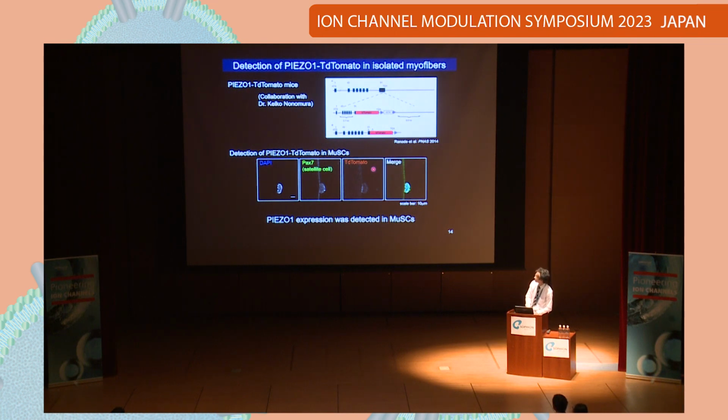We utilized a mouse model called Piezo1-tdTomato, which can express endogenous Piezo1 fused with tdTomato at the C-terminus. So we can appreciate the expression of tdTomato in Pax7-positive satellite cells, further confirming the Piezo1 expression in muscle satellite cells.